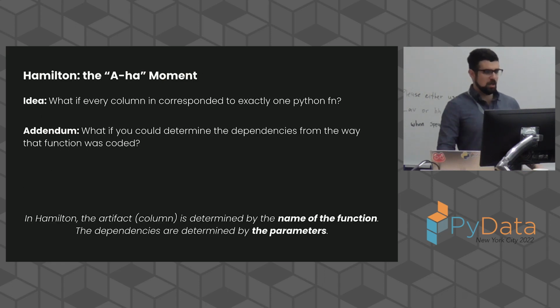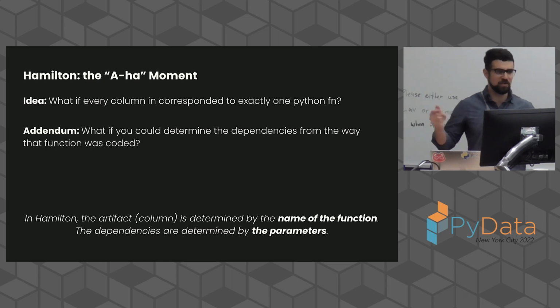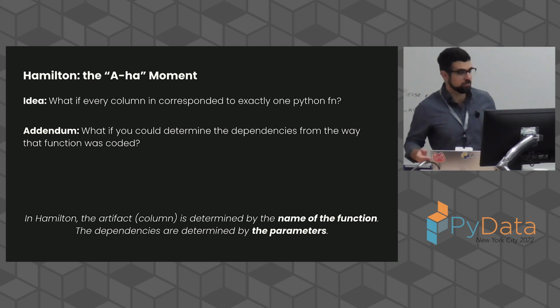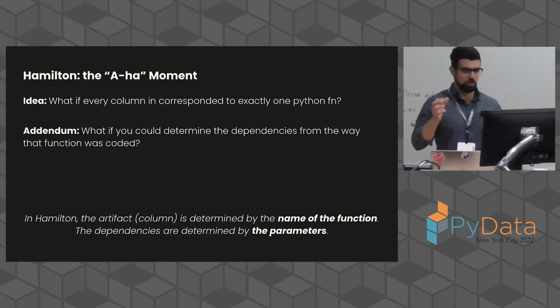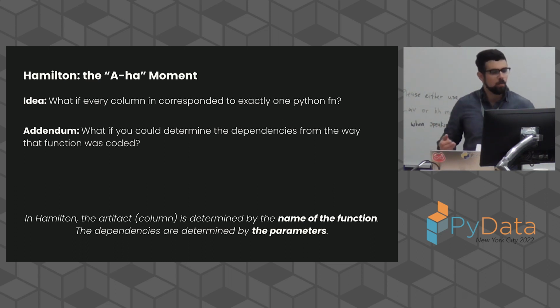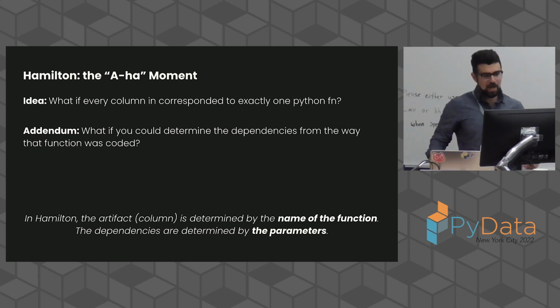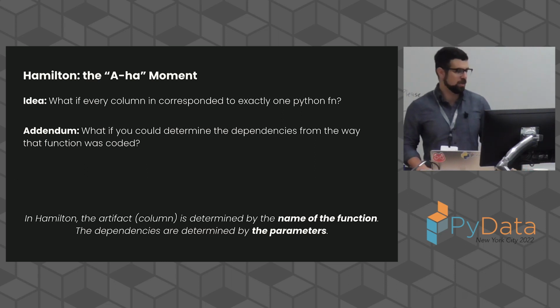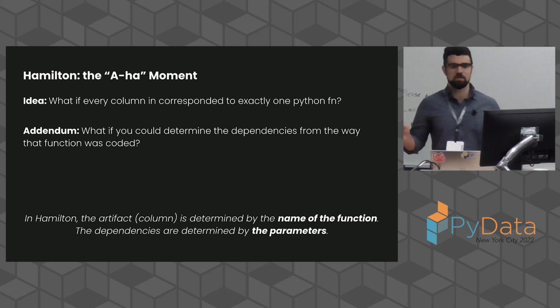So the aha moment, the thing that was driving innovation for Hamilton, is pretty simple, actually. What if every column, in this case a column, but it could be just Python objects, sort of an artifact from your data frame or data set, corresponded to exactly one Python function? And what if you could determine the dependencies from the way that the function was coded? So in Hamilton, the artifact column is determined by the name of the function, and the dependencies are determined by the parameters. That's the core principle of Hamilton.